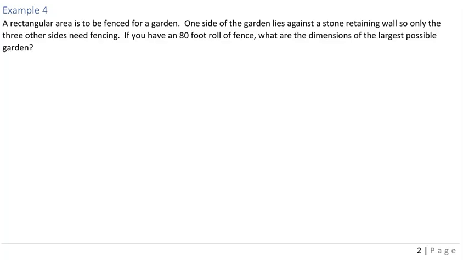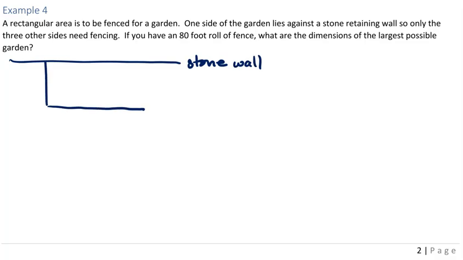It's fencing a garden. But the idea is you're trying to enclose some sort of rectangle and you have a fixed piece of information about your perimeter, or sometimes it's vice versa. So in this situation, I'm trying to fence a garden, and one side of this garden is going to sit against a stone retaining wall. So we don't actually have to enclose that with the fence. We just have to capture the other three sides.